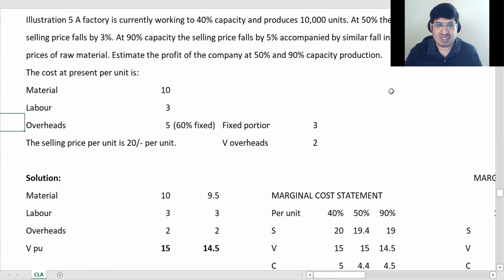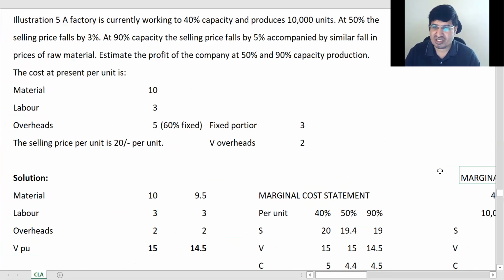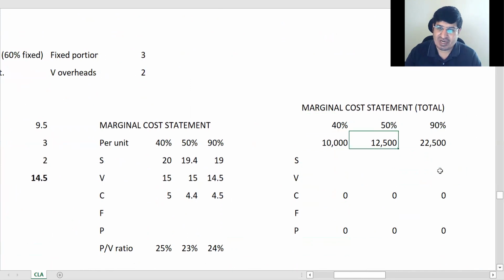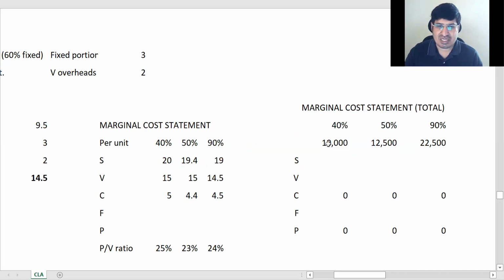Yeah, so let's see the question. Estimate profit of the company at 50% and 90% capacity production. So okay, so chaliye, so now it's become very easy for us, very easy. We have the units here, we have the per unit selling price here. So what we'll do is multiply 20 by 100, multiply 19.4 by this, multiply this 19 by this. You will get all selling prices. Similarly, multiply our variable cost with each of these, you will get variable cost, right? So let's do that.